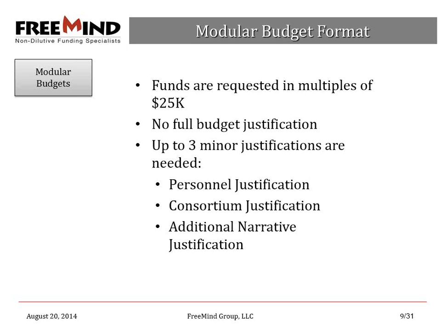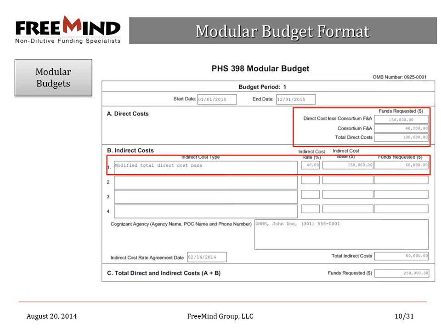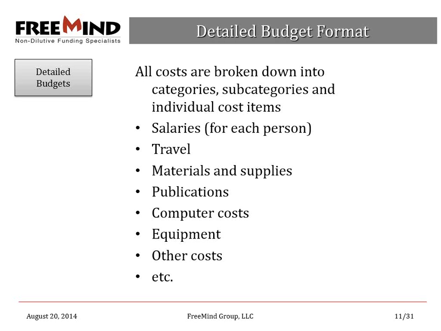Here you can see an example of what a modular budget looks like. As you can see, all you need are your own total direct and indirect costs, as well as your consortium partners' indirect costs if you have a consortium partner. I'll expand on the distinction between total direct and indirect costs shortly. This modular budget must be completed for each of the budget years.